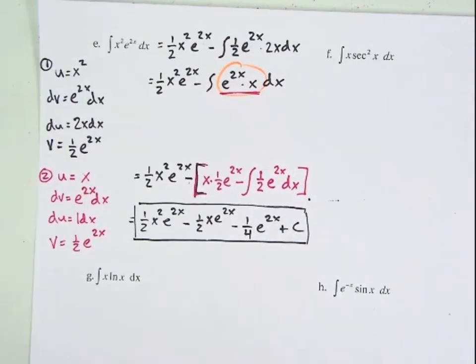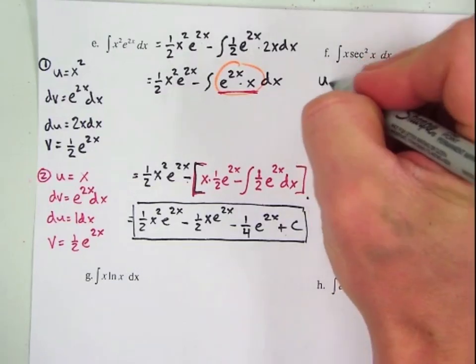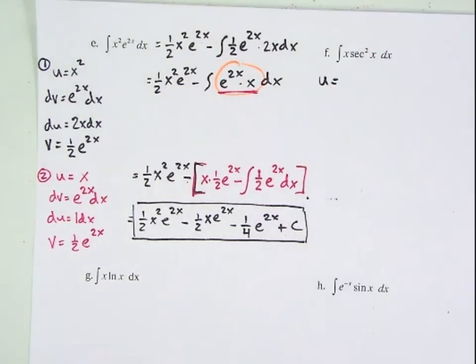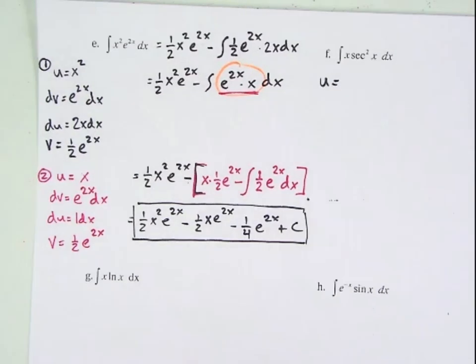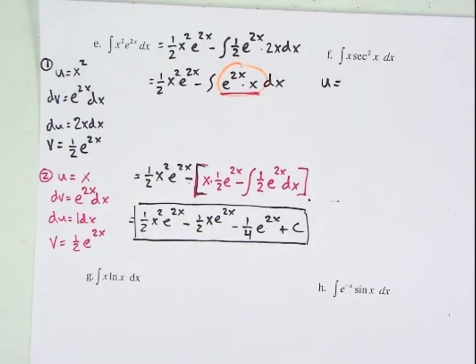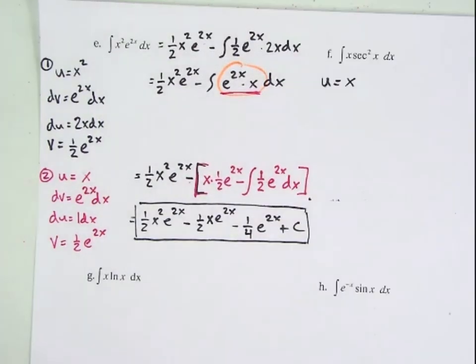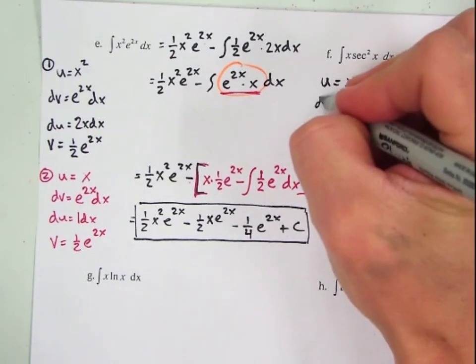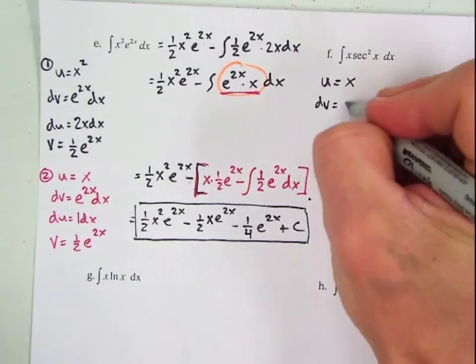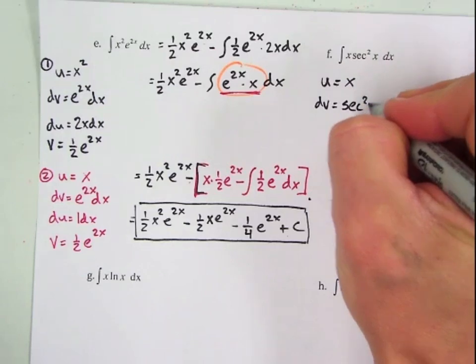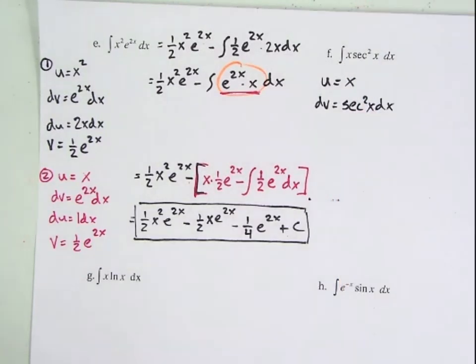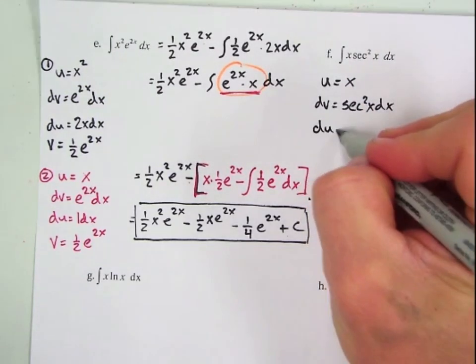Letter F. All right, let's give this one a go. So which one gets the derivative here that's going to be simpler? X, because 1 is simpler than x. dv equals secant squared dx. du, that's nice, 1 dx.